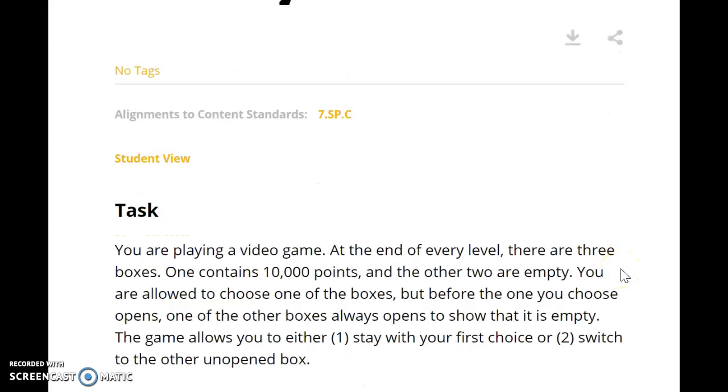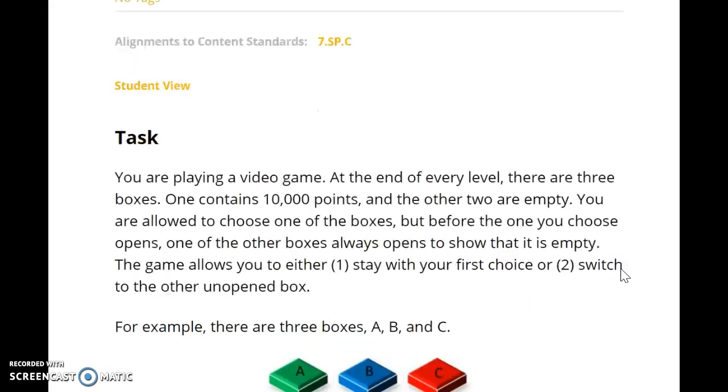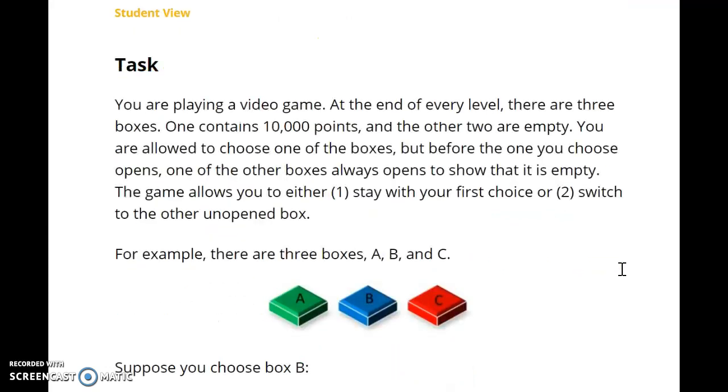So you're playing a game, and at the end of every level there are 3 boxes. One contains 10,000 points and the other 2 are empty. You're allowed to choose one of these boxes, but before the one you choose opens, one of the other boxes is always open to show that it is empty. So then your choice is, do you stay with your first choice or switch to the other unopened box?